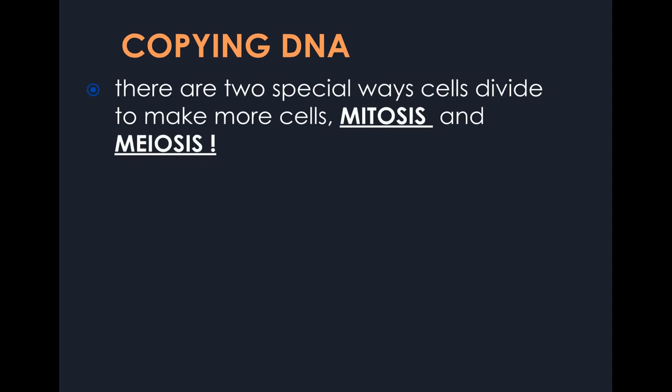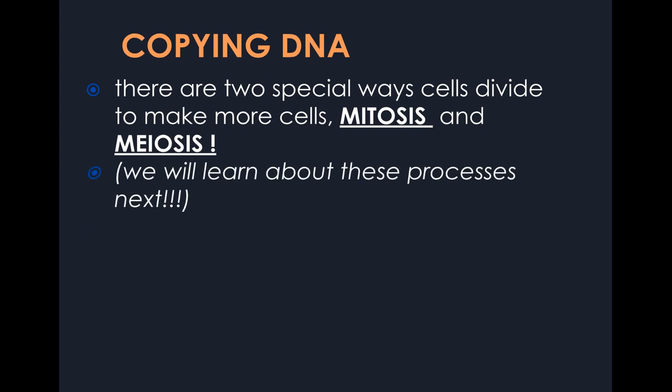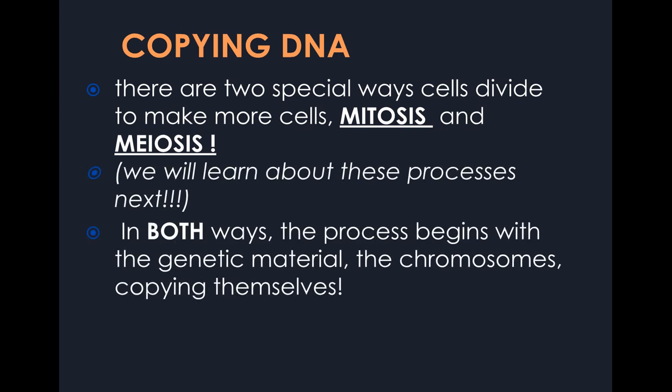There are 2 special ways cells divide. I just mentioned mitosis. Well, we'll learn about these processes next, but in both these ways that cells copy one another, the genetic material must be copied first. So here's how it happens. Here's how DNA makes a copy of itself.